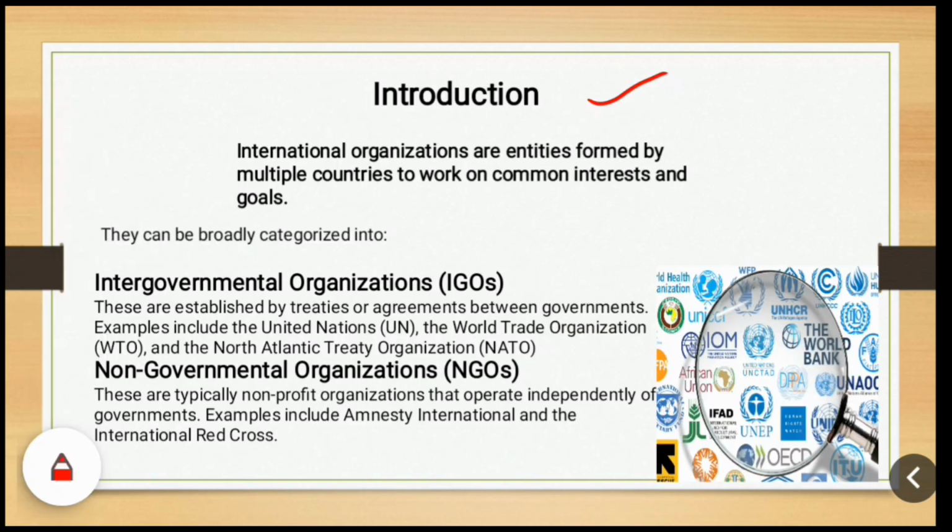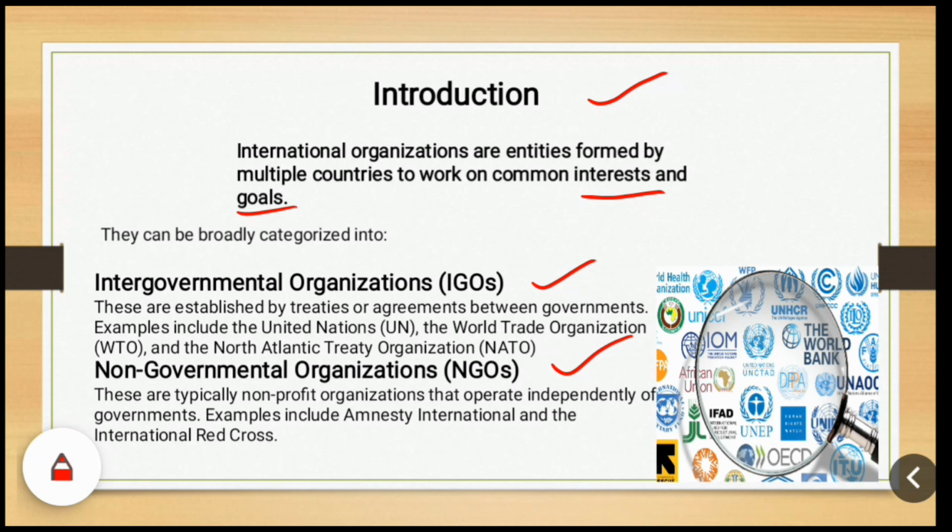Introduction. International organizations are entities formed by multiple countries to work on a common interest and goals. They can be broadly categorized into inter-governmental organizations and non-governmental organizations. Inter-governmental organizations are established by treaties or agreements between governments. Examples include the United Nations, the World Trade Organization, and the North Atlantic Treaty Organization.